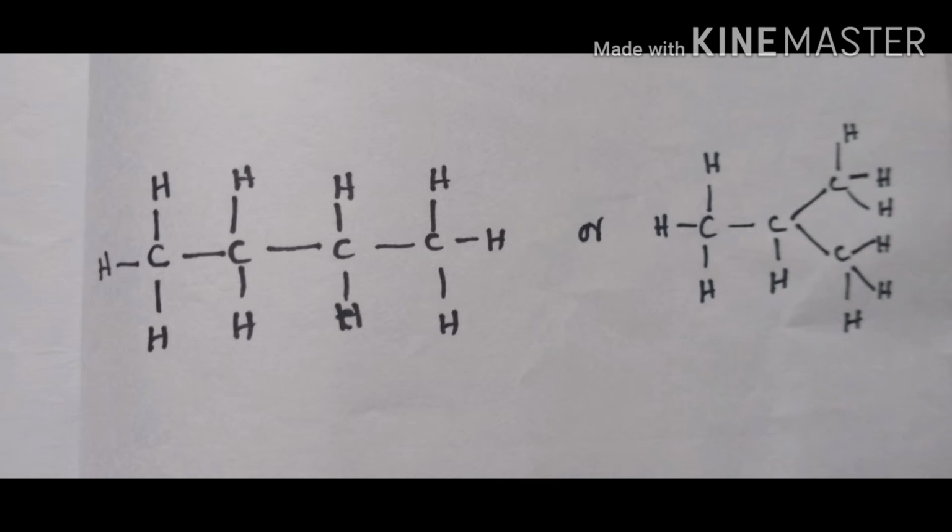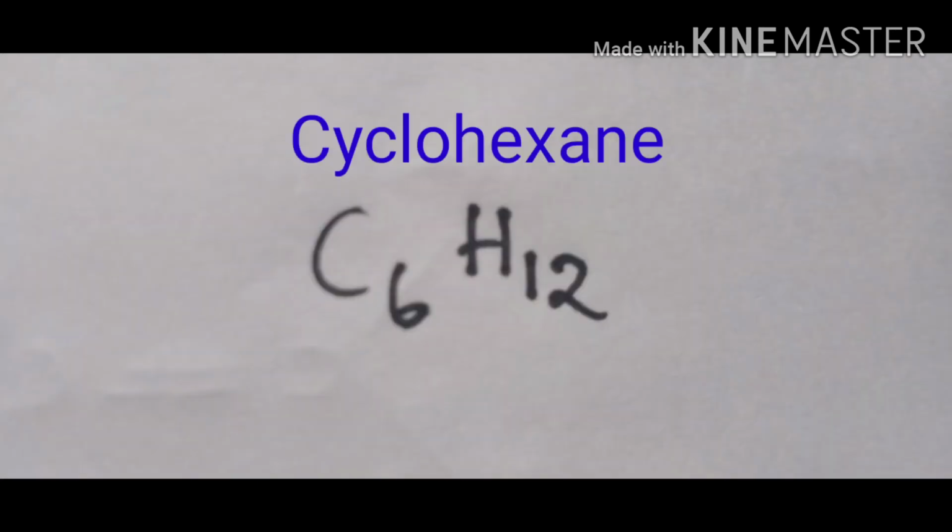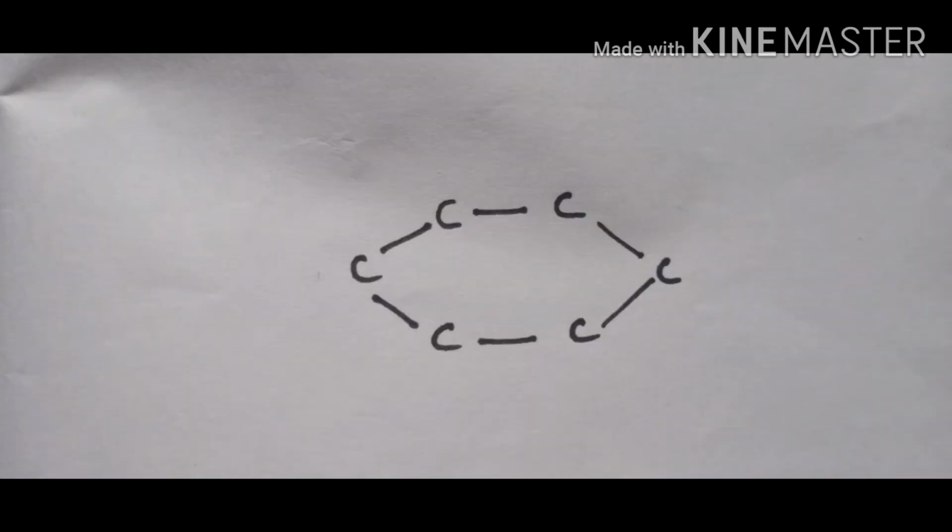In addition to this, some compounds have carbon atoms arranged in the form of a ring. For example, cyclohexane having molecular formula C6H12. In this molecule, there are 6 carbon atoms, and these carbon atoms are arranged in the form of a ring. Thus, the carbon skeleton of this compound is like this.